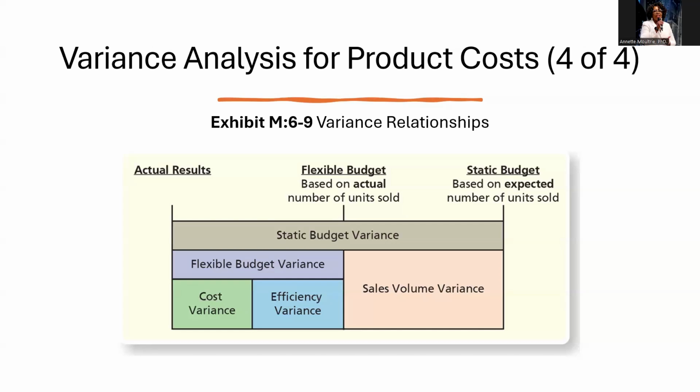So the variance breakdown, you have the flexible budget variance equal cost variance plus efficiency variance, minus sales volume variance equal the difference between flexible budget and static budget. So by separating these variances, managers can better analyze not only performance, but they can also adjust pricing, and they can also optimize resource usage.